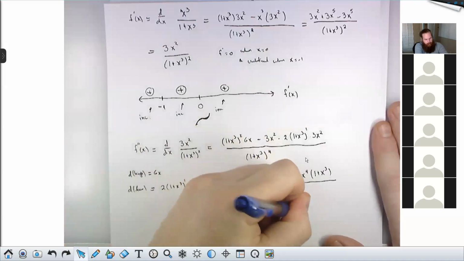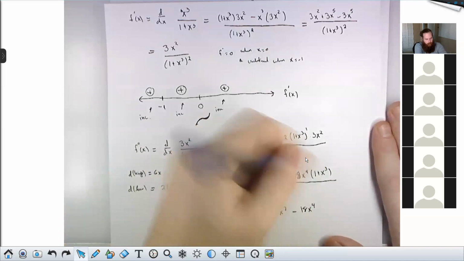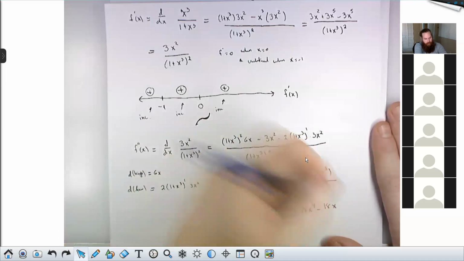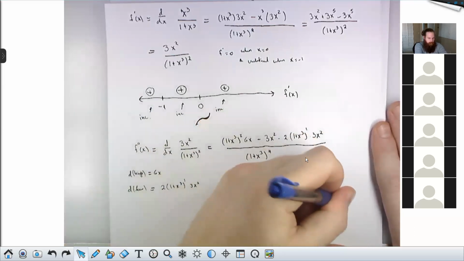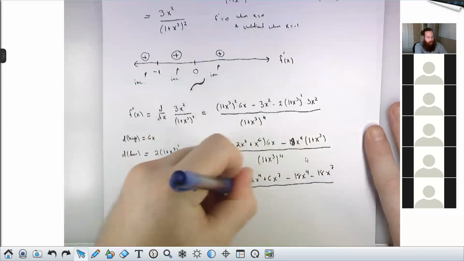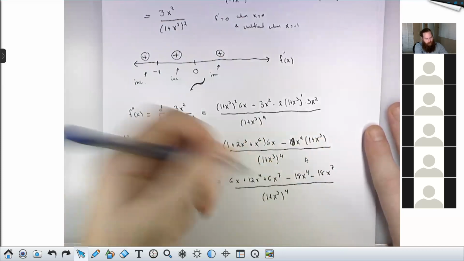And over here we'll have minus 18x to the 4, distributing to the 1, minus 18x to the 4. So x to the 4 times x to the 3, that's x to the 7. And all of this is over 1 plus x cubed to the 4th power.